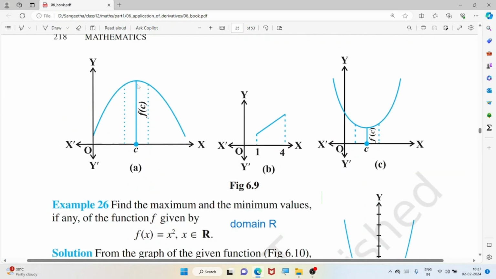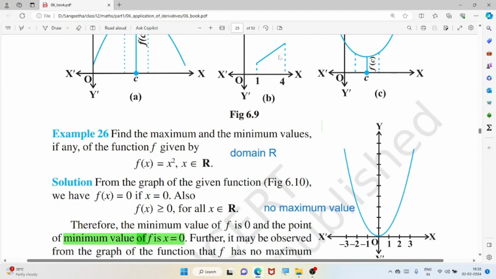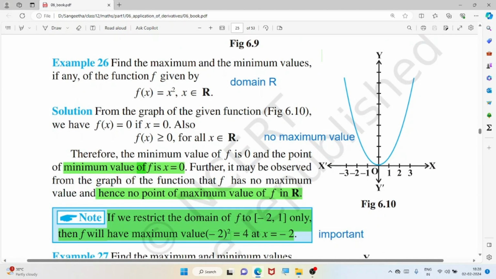So here this is the maximum value, this is the minimum value. Here no maximum, no minimum. Find the maximum and minimum value of this in this domain, x in this domain. In this domain means there are more numbers here on the left and right side. This is the whole domain they are asking.